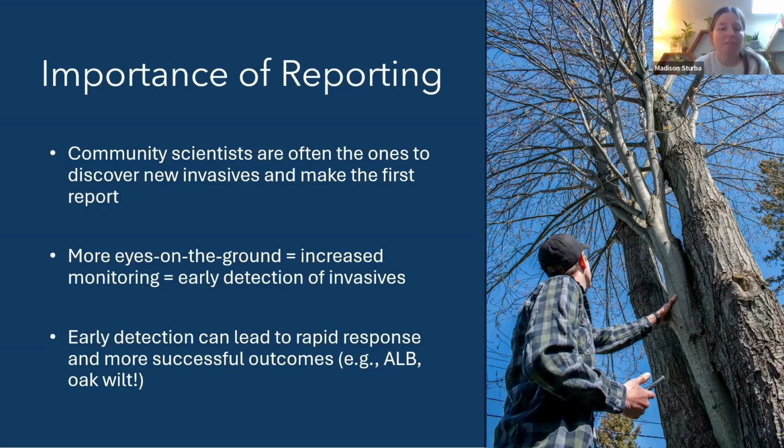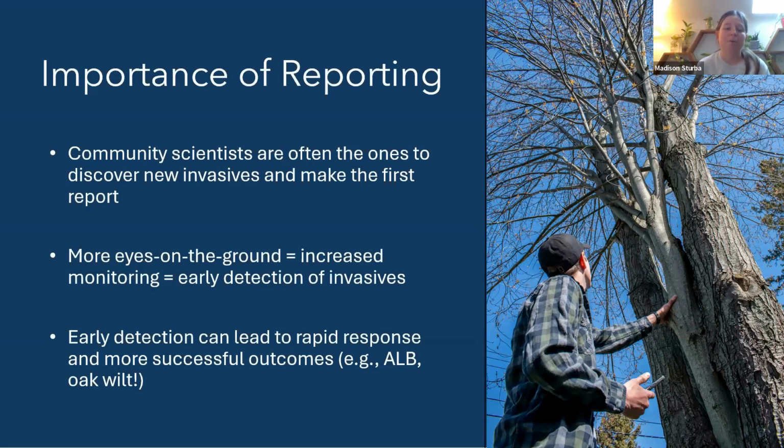The more people that know about invasive species means we have more people out paying attention and looking for them. This increased monitoring can really lead to early detection of new invasives, which can initiate rapid responses. We've seen this happen a few times. One example is with oak wilt. Oak wilt is a tree disease caused by an invasive fungus, and it was found for the very first time in Canada last year. We've been working really hard to spread the word about this disease so that people know exactly what to look for. And thankfully, the first person that did find it knew what it was and reported it.